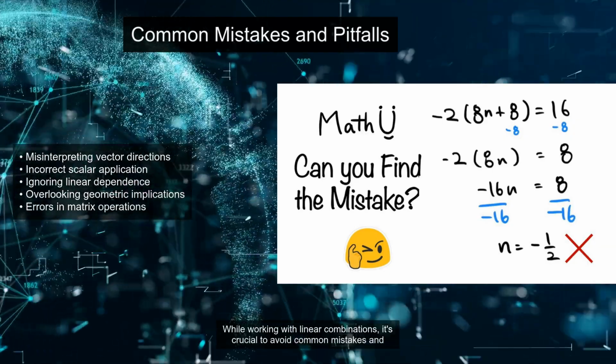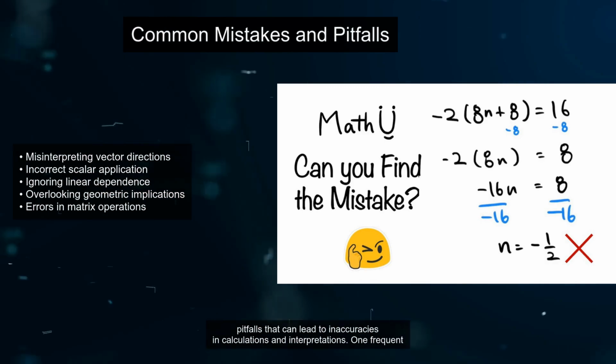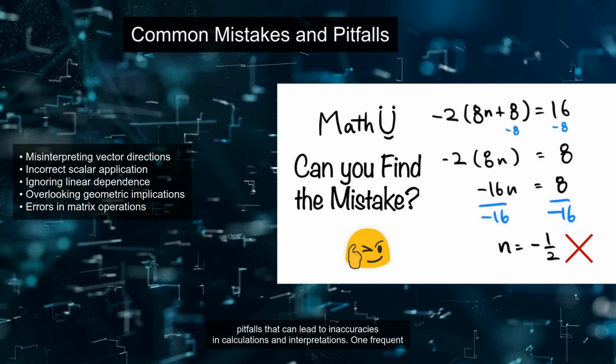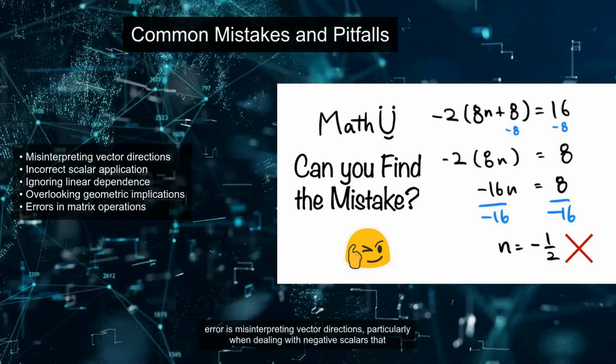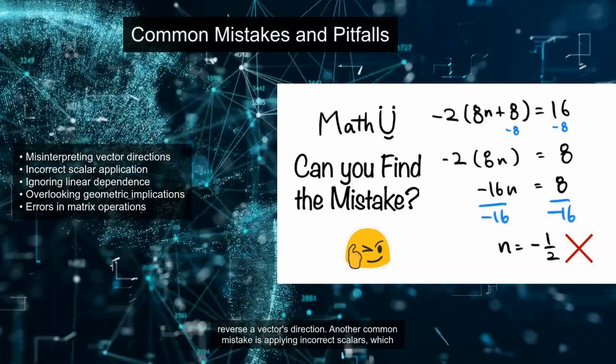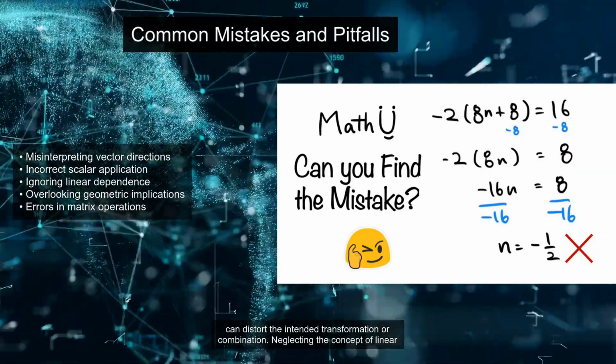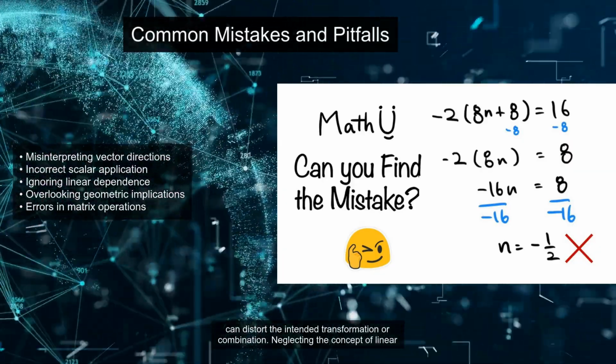While working with linear combinations, it's crucial to avoid common mistakes and pitfalls that can lead to inaccuracies in calculations and interpretations. One frequent error is misinterpreting vector directions, particularly when dealing with negative scalars that reverse a vector's direction. Another common mistake is applying incorrect scalars, which can distort the intended transformation or combination.